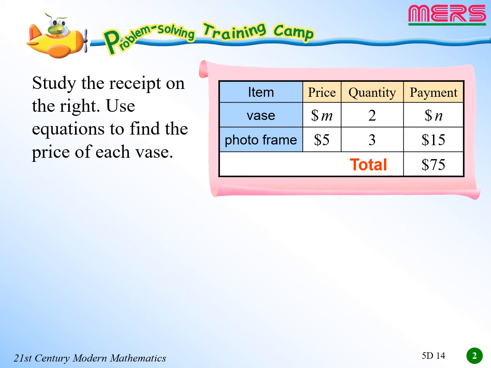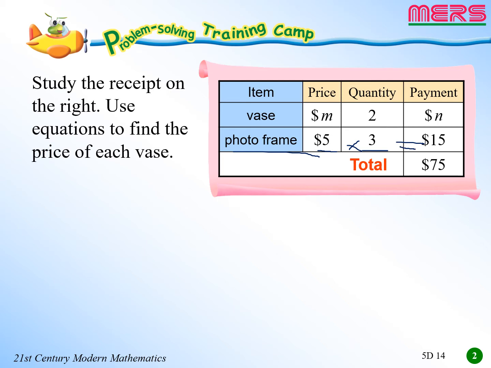So the question asks you to use equations to find the price of each vase. That means M, the unknown M. So first of all, look at the relation from the table. Let's say we look at the photo frame. Each photo frame costs $5, and now you buy 3. So total 5 times 3 equals 15.